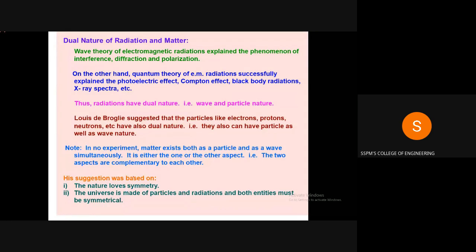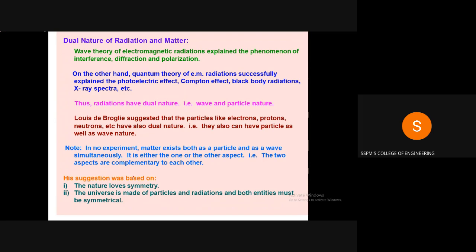Matter is having particle nature. This matter should also exhibit wave nature. That is the concept put forward by Louis de Broglie in the year 1924. He suggested that any moving particle is associated with a wave, and that wave is called a matter wave. When a particle is in motion, it is associated with a wave, and that wave is called the de Broglie wave, or matter wave.